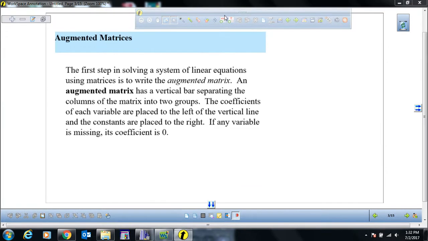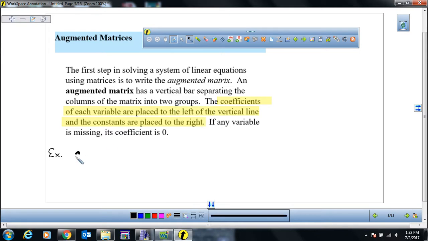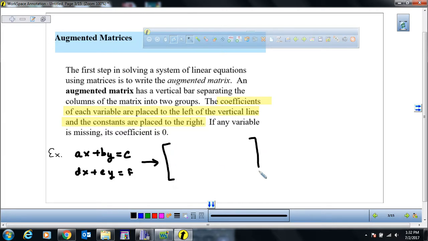When you write a system of equations as a matrix, you place the values into 2 groups separated by a vertical line. The coefficients of each variable are placed to the left of the vertical line, and the constants are placed to the right. For example, if I give you a system of equations in general form, AX plus BY equals C, and DX plus EY equals F, then this is how the augmented matrix is going to look.